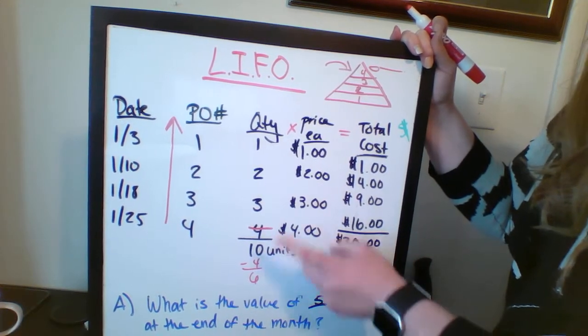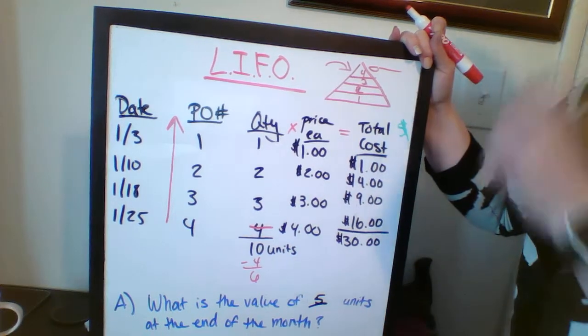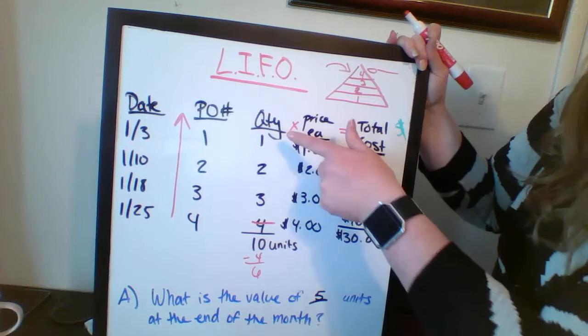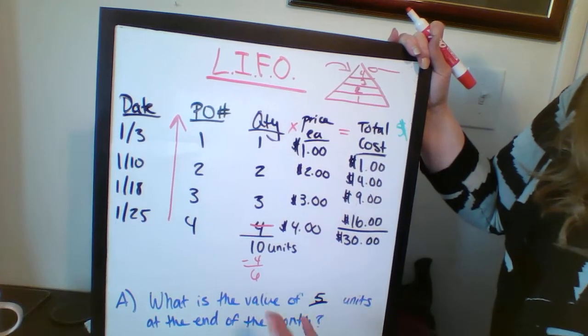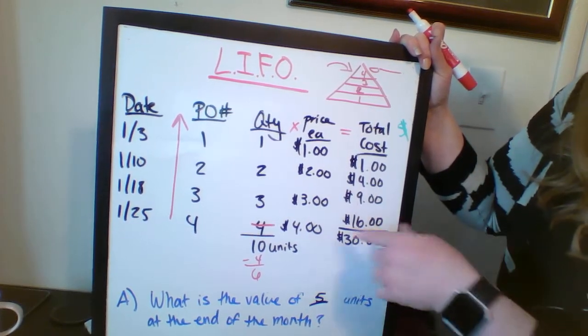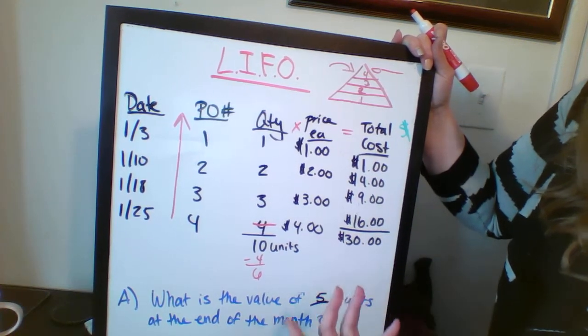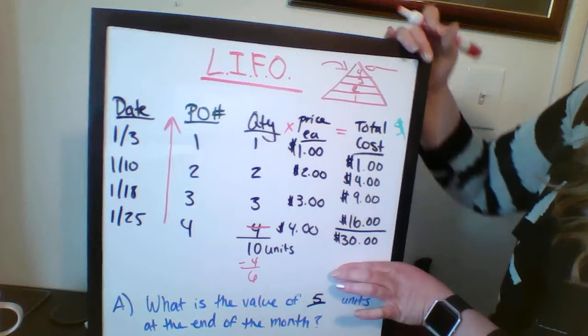Yes. So can we go ahead and say that we must have used all of 3? Well, that depends, right? Because in this theory, the last in, first out is going to be where we work from the bottom. So let's see if we can add to find where 5 units would possibly be, right?